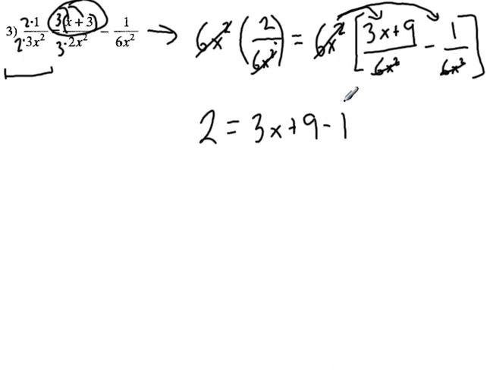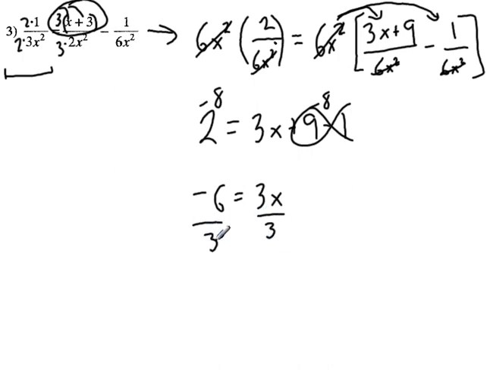Now, 9 minus 1 is 8. So if I subtract 8 from both sides, 2 minus 8 is negative 6. It's 3x. So all of that cancels. Negative 6 divided by 3 is negative 2. So x equals negative 2.